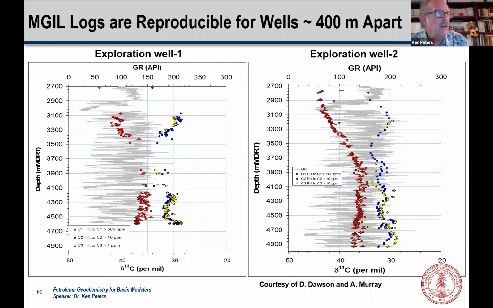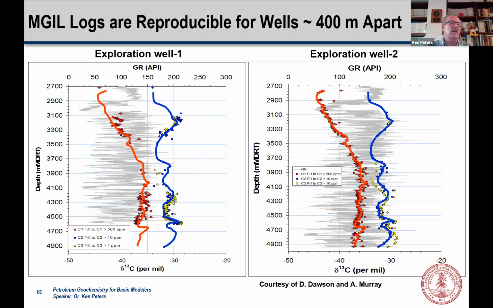And so what you commonly see here, this is courtesy of Daniel Dawson and Andrew Murray. These are gases from Australia. You can see here two wells that are drilled not too far apart from each other, and you can see the trend in the methane isotope value, and the methane, and then the ethane and the propane. And you can see these are actually following trends, so you can use the drilling results in one well to predict the drilling results in a well that's not too far away.